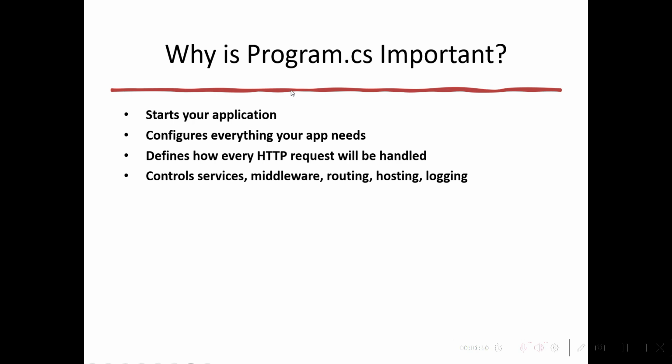So why is the program.cs file important, why do we need to have it? It is the start point of your application. It configures everything your application needs, and defines how every HTTP request will be handled, meaning it defines the pipeline of a request. What you write in the program.cs will define the pipeline of your request, which I will show you in more detail. It controls the services, middleware, routing, hosting, logging, etc.